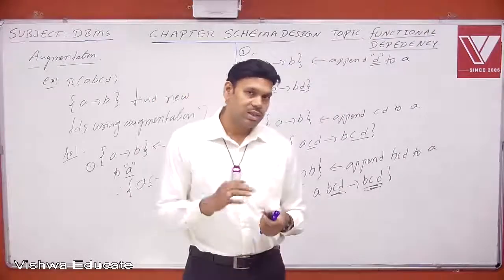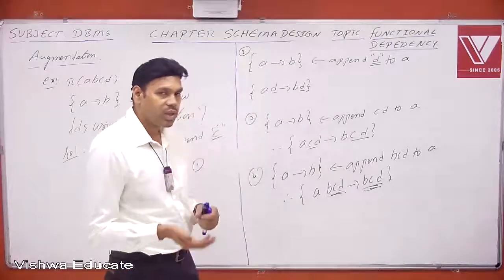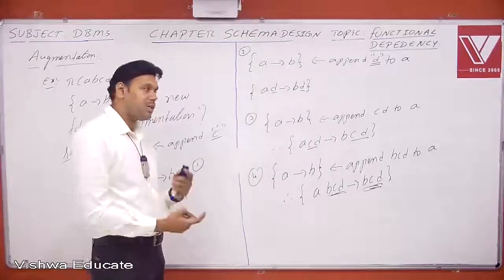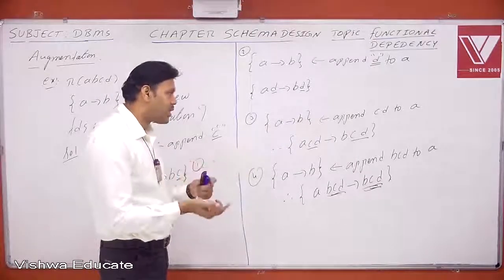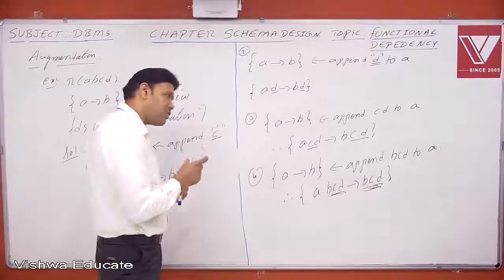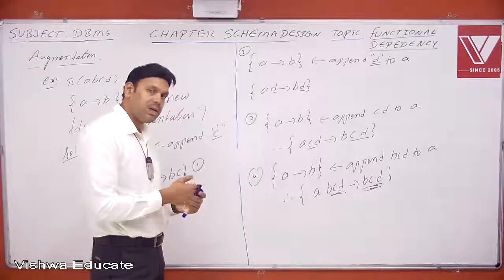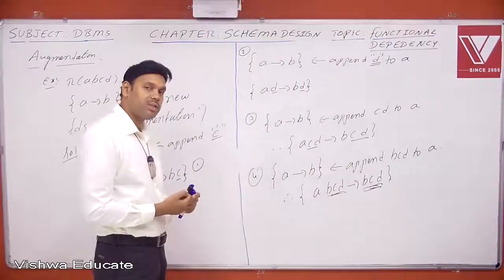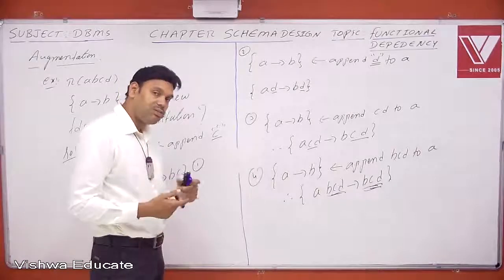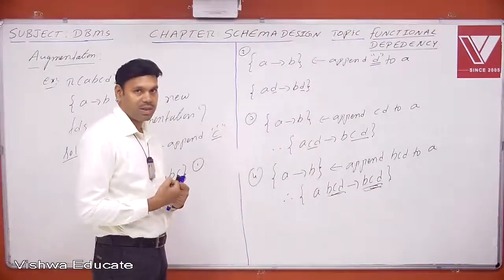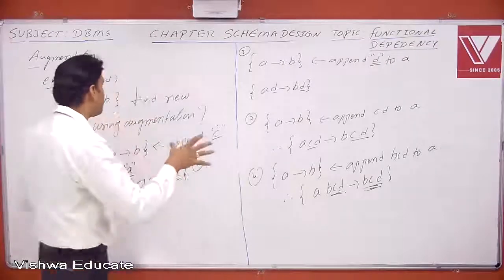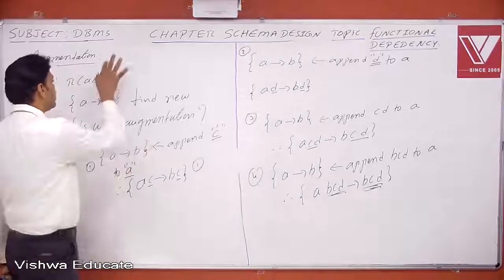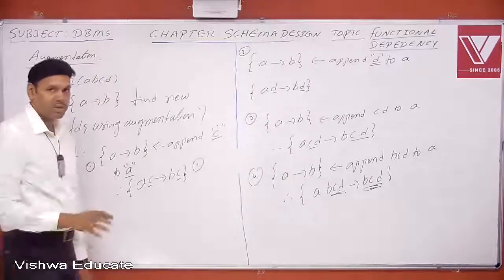So ultimately, what do we understand? Augmentation is going to provide further functional dependencies by appending some of the attributes to LHS. So whenever you attach an attribute to LHS, automatically using the reflection rule, that attribute you can also attach to the right hand side. So therefore it generates a new functional dependency. So this is how you can derive multiple functional dependencies using augmentation.